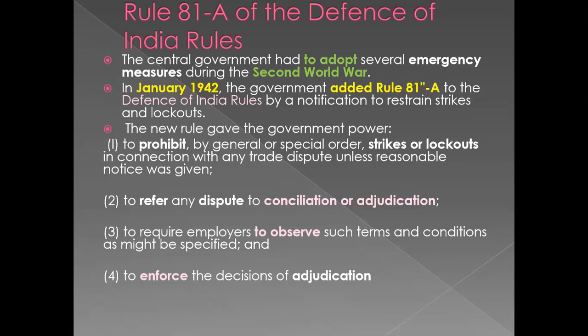The rule enabled the government to prohibit strikes or lockouts in connection with any trade disputes unless reasonable notice was given. Unless and until prior notice or prior information was given, they shouldn't go for any lockout or strike. That's how the government was empowered to prohibit strikes. It also helped to refer any dispute to conciliation or adjudication, and to require employers to observe such terms and conditions as might be specified. It also enforced the decisions of the adjudication during the dispute. Whatever award was given by adjudication, they have to abide by it.